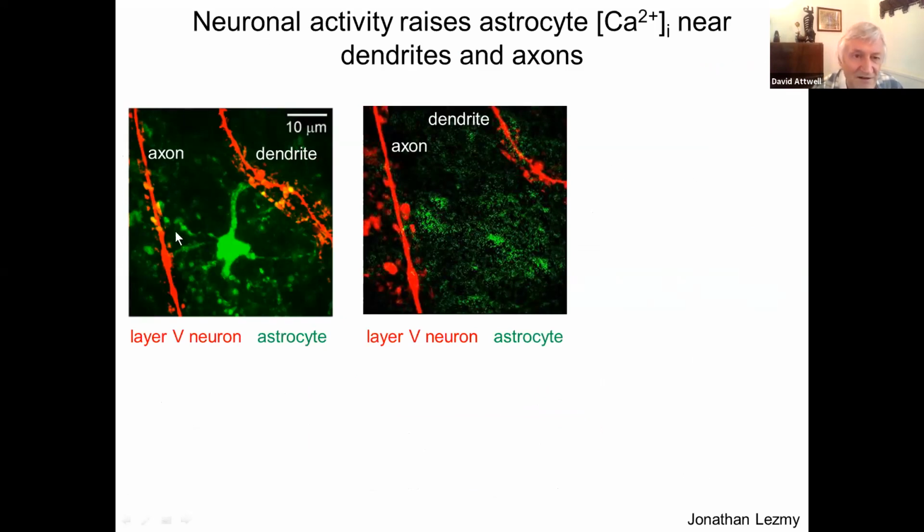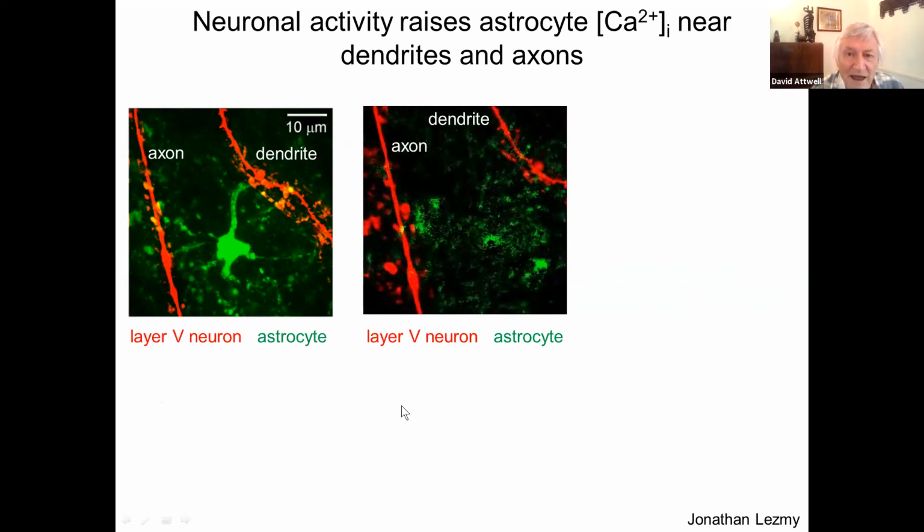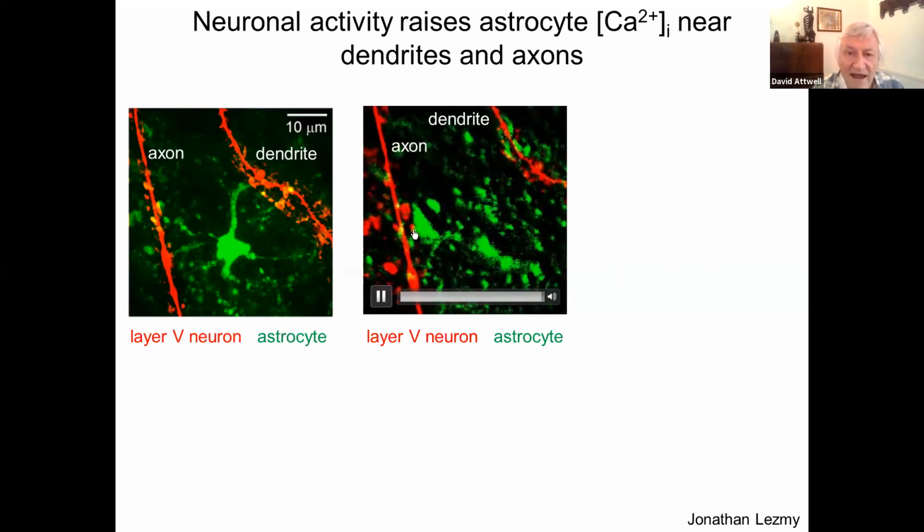Here's an astrocyte around a layer 5 pyramidal neuron. This is its dendrite, this is its axon, this is a blow up of this area. If I play the movie, you'll see that when it says spikes, now there's a gradual rise of calcium both around the dendrite and around the axon.